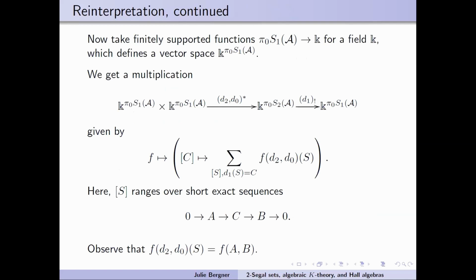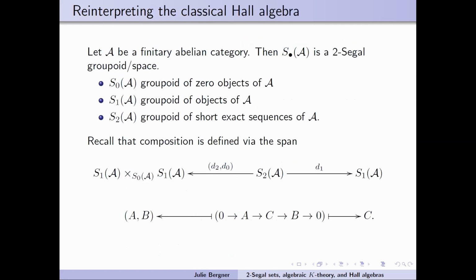Okay, but I can get an algebra from this. I'm going to take finitely supported functions from S1 of A, if I think of it as a space, I just take pi 0, leave it as a groupoid, take its set of components, and take finitely supported functions from that to a field. Here I don't care what the field is. That's going to define a vector space that I'll denote with the exponential notation. And so I claim that we get a multiplication as follows. I'm using this span here.